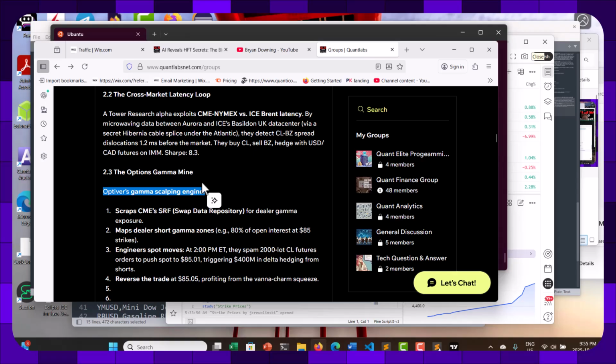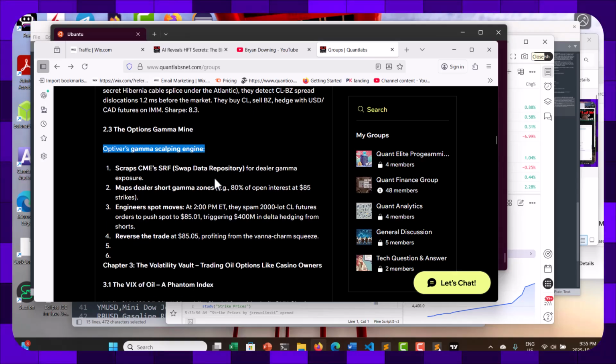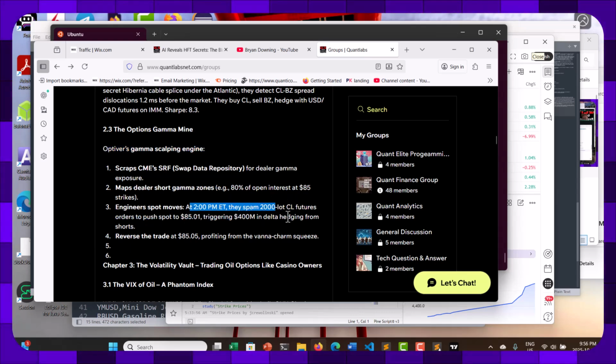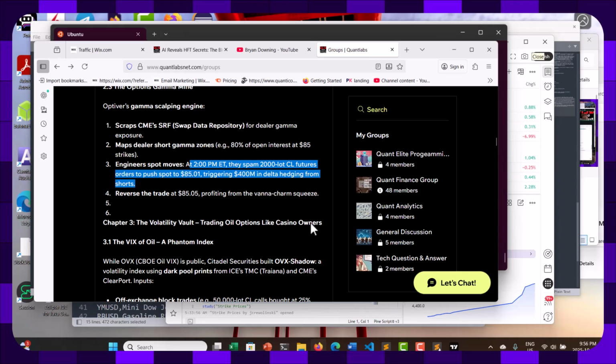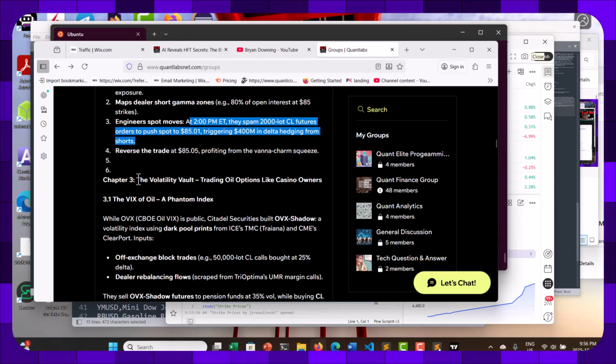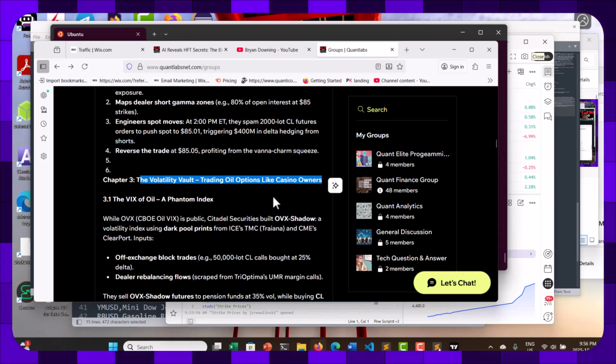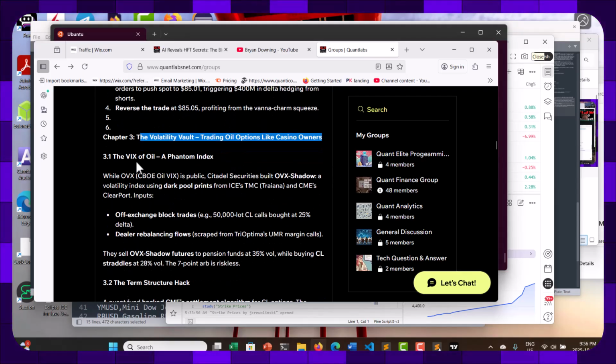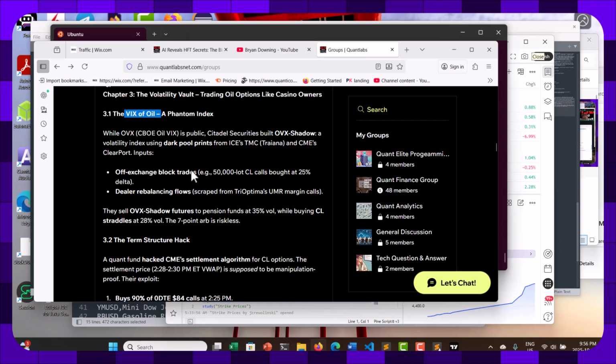Now we have Optiver, gamma scalping. We've seen this enough over the last number of videos if you've been watching. Swap data repository, maps dealer short gamma zones, engineer spot moves. Very powerful stuff that we get here. And we also have the volatility vault, creating oil options like casino owners. VIX oil, phantom order, OVX, the oil VIX.